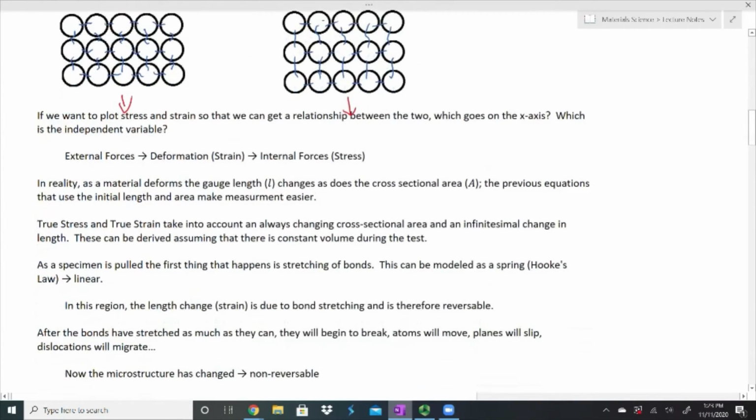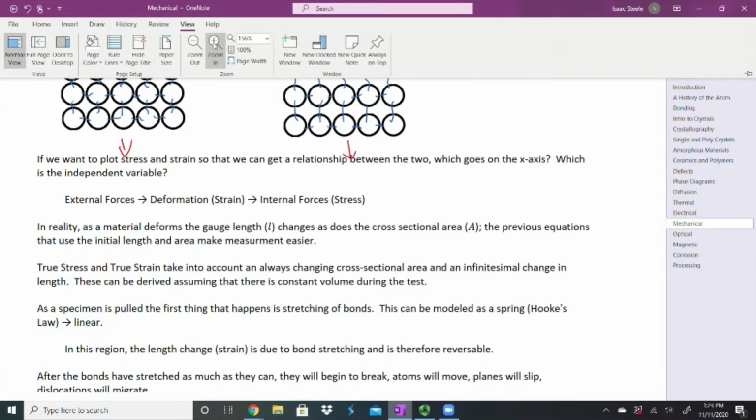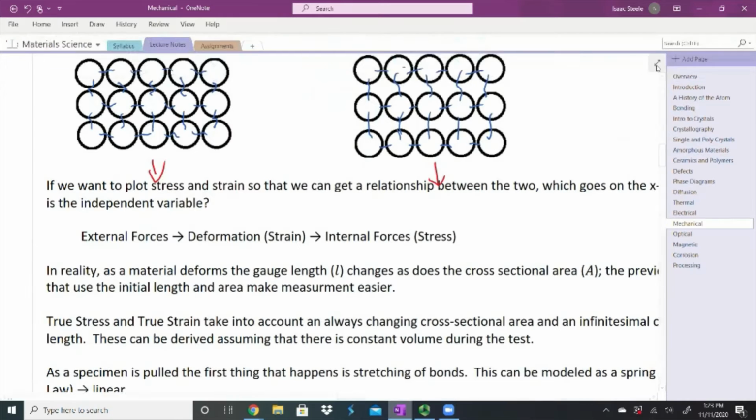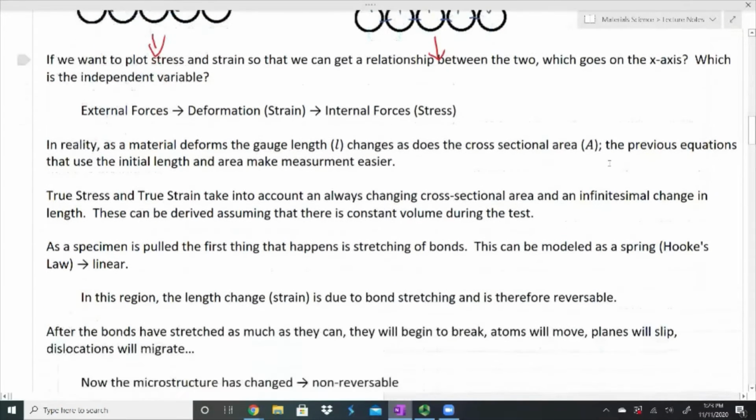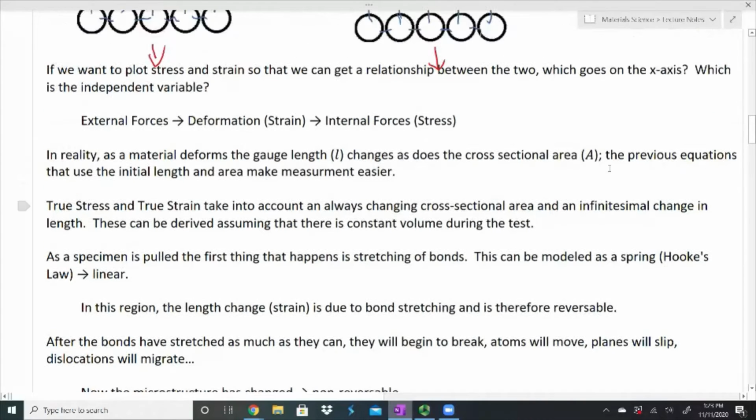I am getting a little bit ahead of myself here. I want to talk about a few things really quickly. I'm going to zoom in a little bit more. We'll probably go back up to those pictures a couple times to discuss some things.